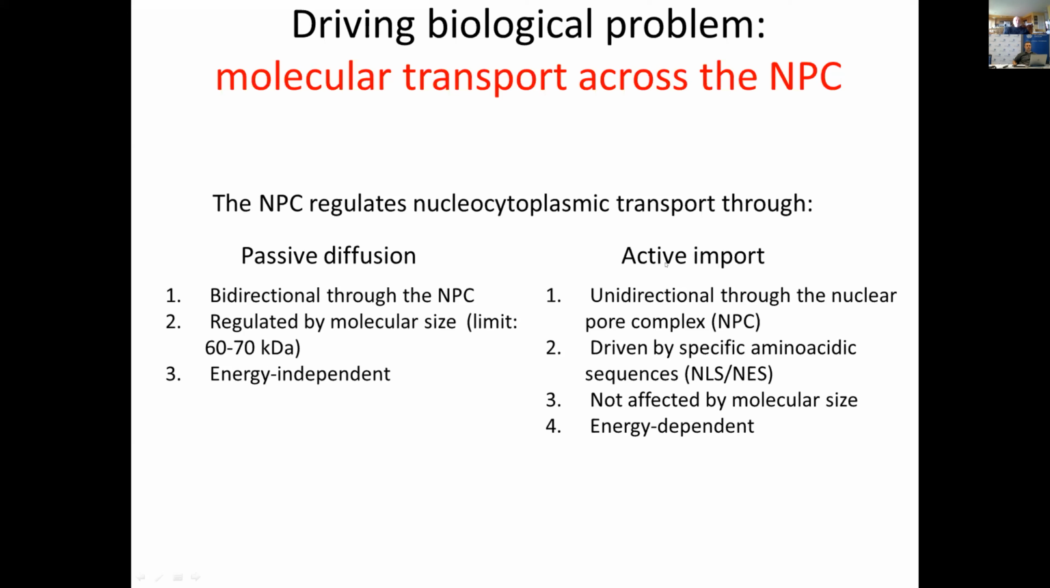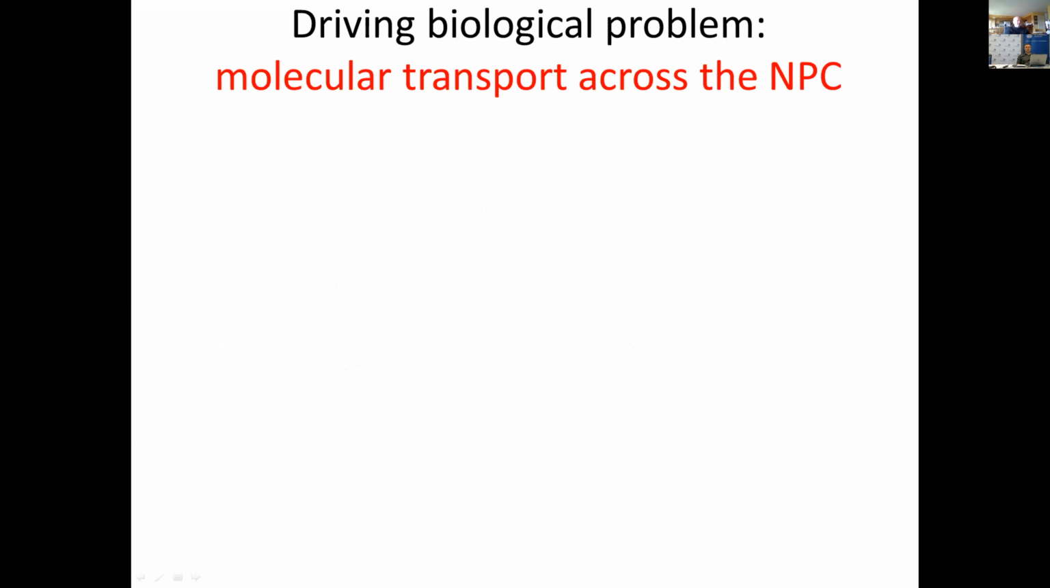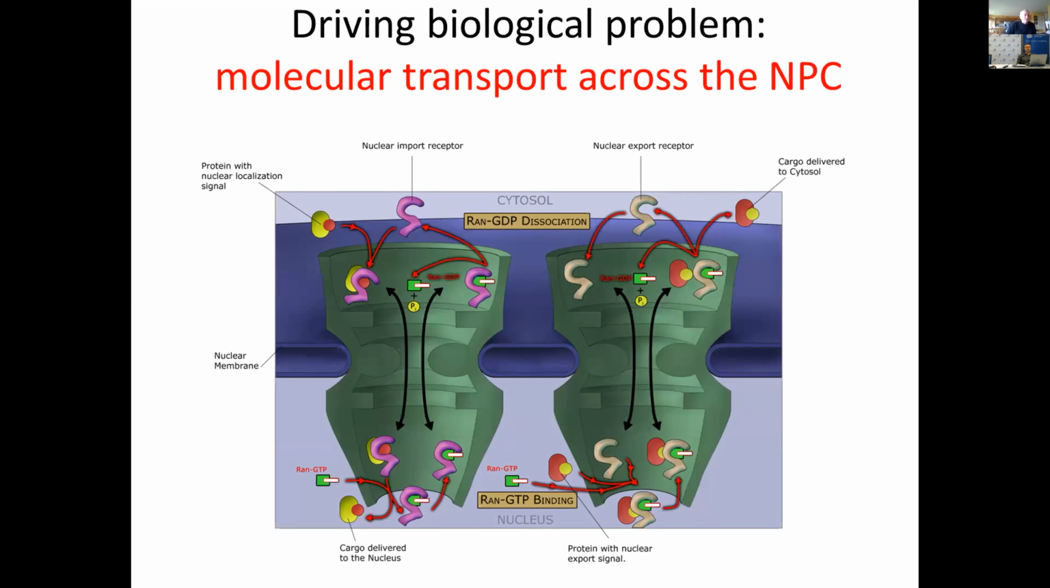Active import is instead unidirectional, so it can be from the cytoplasm to the nucleus or the reverse. It is not affected very much by molecular size, so we don't know how, but it's energy dependent, so it requires ATP. Okay, so let us see how that occurs.